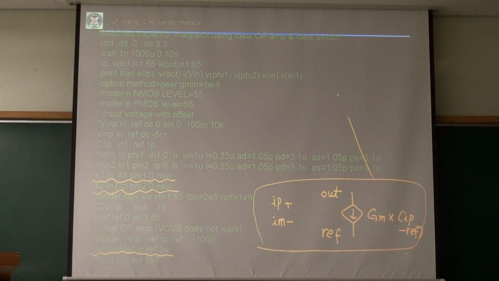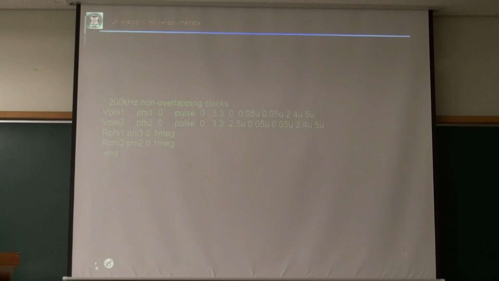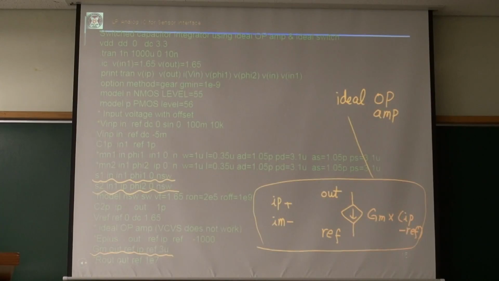This is ideal op-amp, right? With infinite resistance. So if I put this resistance here, 10 to the 7, then DC gain will be only 30, right? Very small. So I didn't put resistance here. If I put resistance, my integrator works in a very strange way. Okay. So how does this circuit look like?